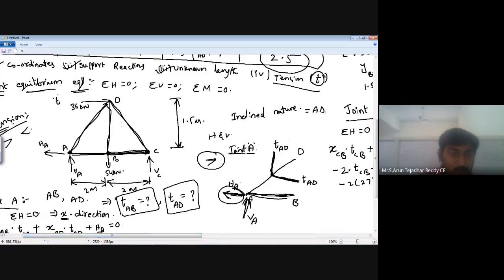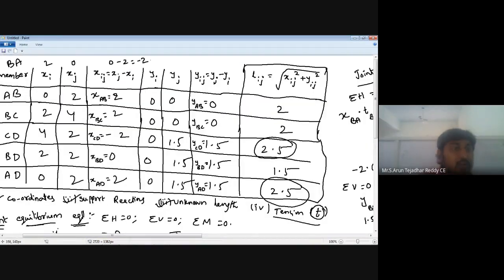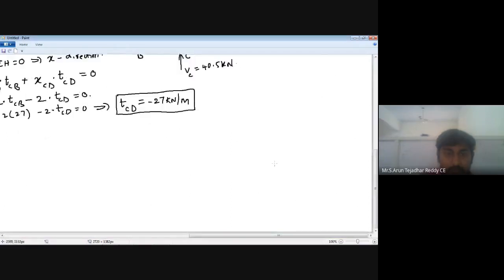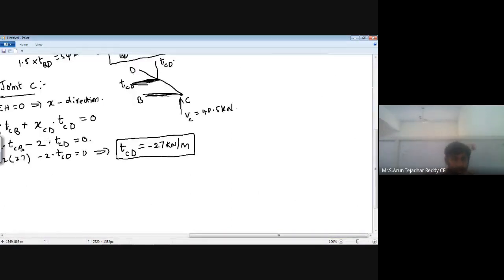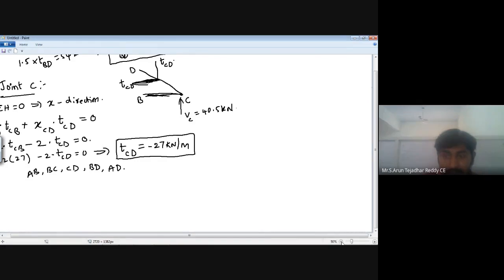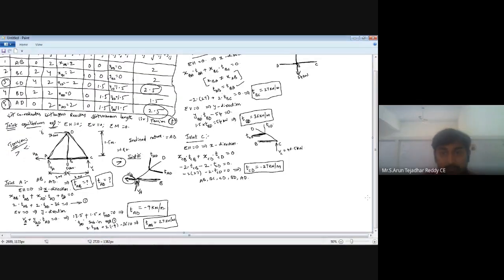Once observe in this diagram, totally how many members are acting? That is totally 5 members. Already this is in the table: AB, BC, CD, BD, AD. Once you see here, the problem is completed or not.